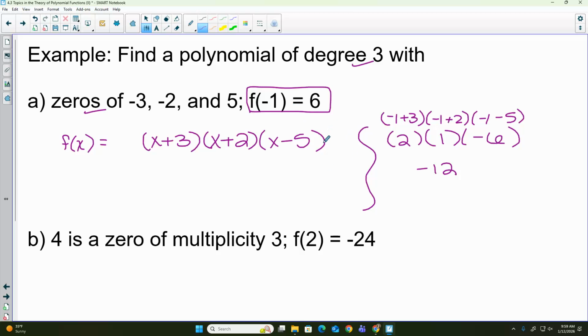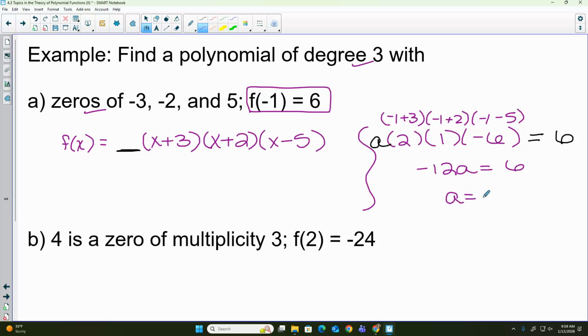It's only degree 3, so I can't have any other x's in here. The only thing I could have is a number in front. This whole thing could be multiplied by a 3 or something like that. So let's see what that number might be. Let's say I just call it a. I know when I plug in those numbers, I need it to equal 6. So this means -12a has to equal 6.